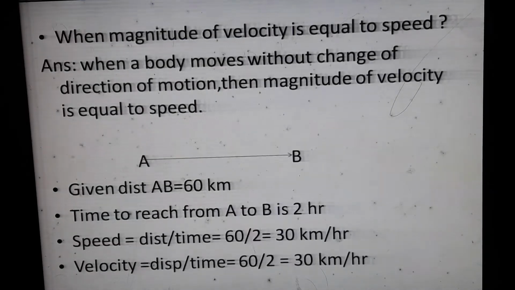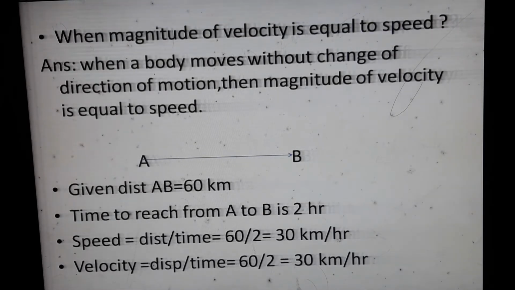Now let's take one more example: when the magnitude of velocity is equal to the speed. In the previous example we have seen that speed and velocity differ mathematically, but at the same time in one particular case the speed and velocity also become equal. When is it possible? When a body moves without changing its direction of motion, in that case only the magnitude. What do you mean by magnitude? Magnitude is nothing but the value.